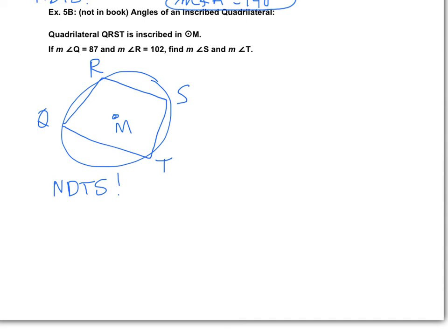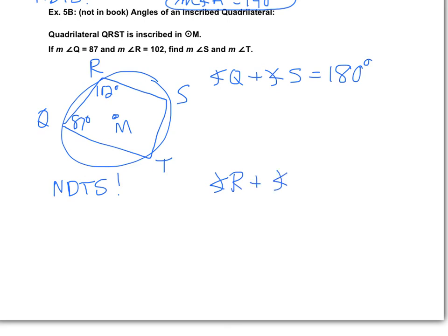So in this case, we know that the measure of angle Q is 87 degrees, and the measure of angle R is 102 degrees. And what we want to find is the measure of angle S and the measure of angle T. So using our supplementary relationship there, we'd take Q and the angle opposite it, which would be S, that would add up to 180 degrees. And we would also take angle R and the angle opposite it, which is T, and that has to add up to 180 degrees. Again, simple subtraction.